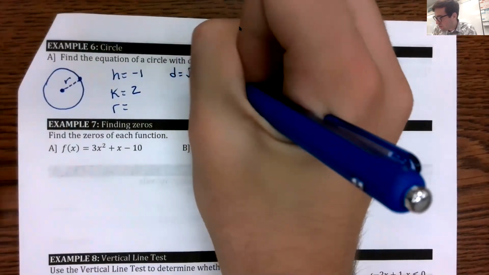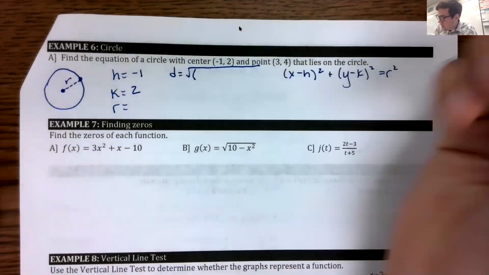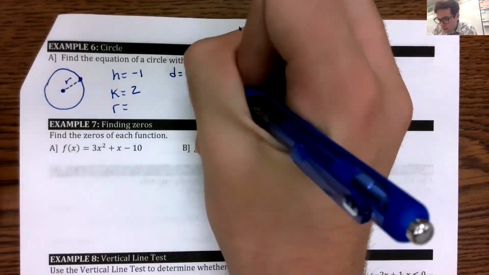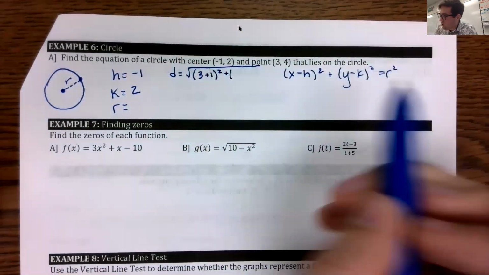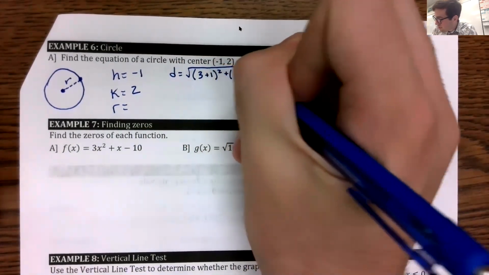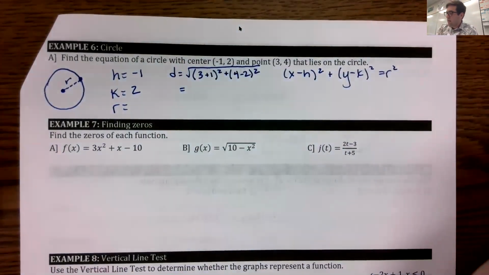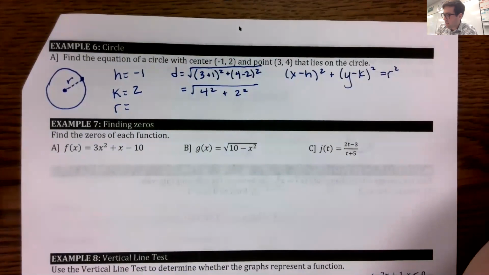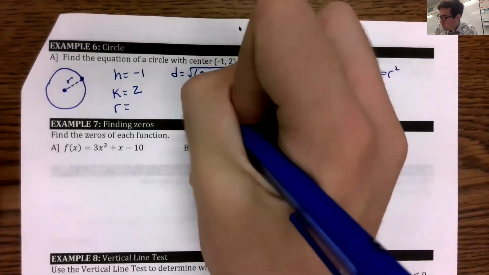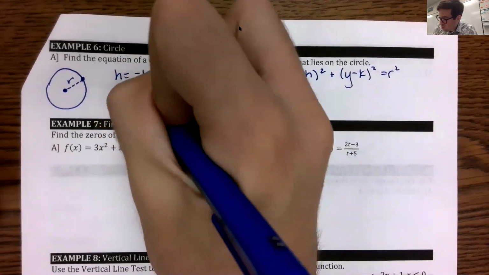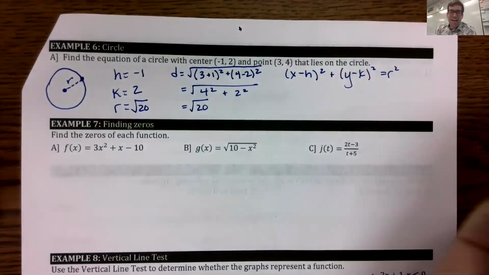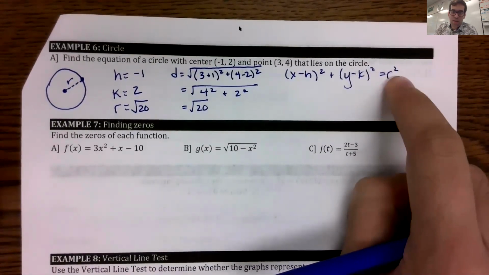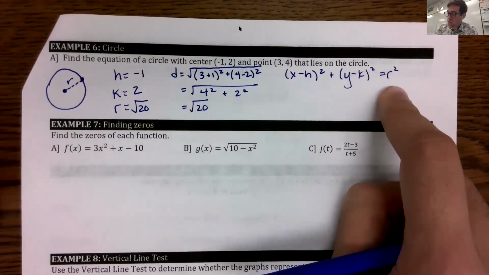So distance equals the square root of, in this case, x2 minus x1, so 3 minus -1. I'm just going to write it as 3 plus 1 squared, plus y2 minus y1, so 4 minus 2 squared. All right? So we have 4 squared plus 2 squared, so 16 plus 4, so it's going to be the square root of 20. So r is root 20. That square root can be simplified, but I'm going to leave it because I'm looking ahead and I know that my r is about to be squared. So the square root and the square are going to cancel out anyway.